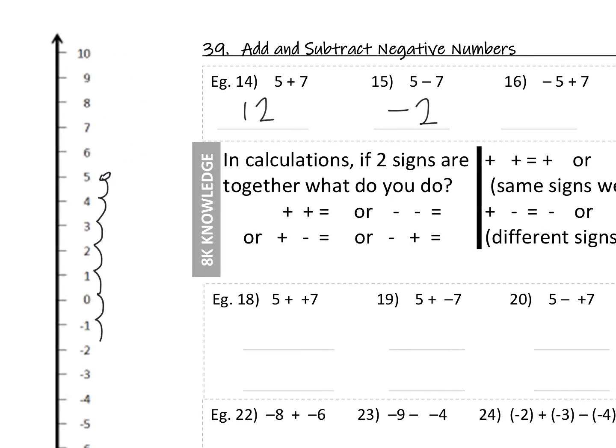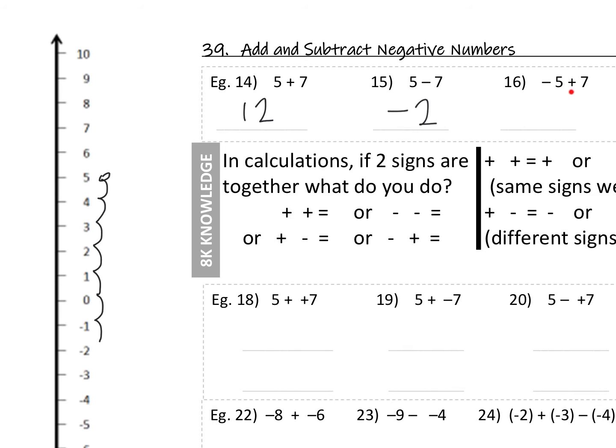Example 16, we've got minus 5 plus 7. So now we're beginning with minus 5, so we'd start in the number line at minus 5 here, and we're adding 7, so we're going up 7 spaces, 1, 2, 3, 4, 5 gets you to 0, plus another 2 would mean you're adding on 7, so that gets us to 2.